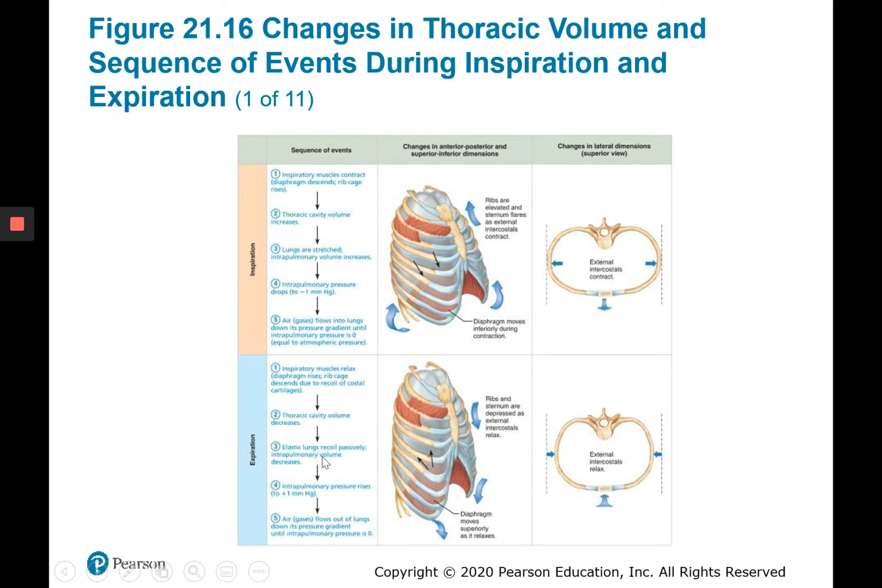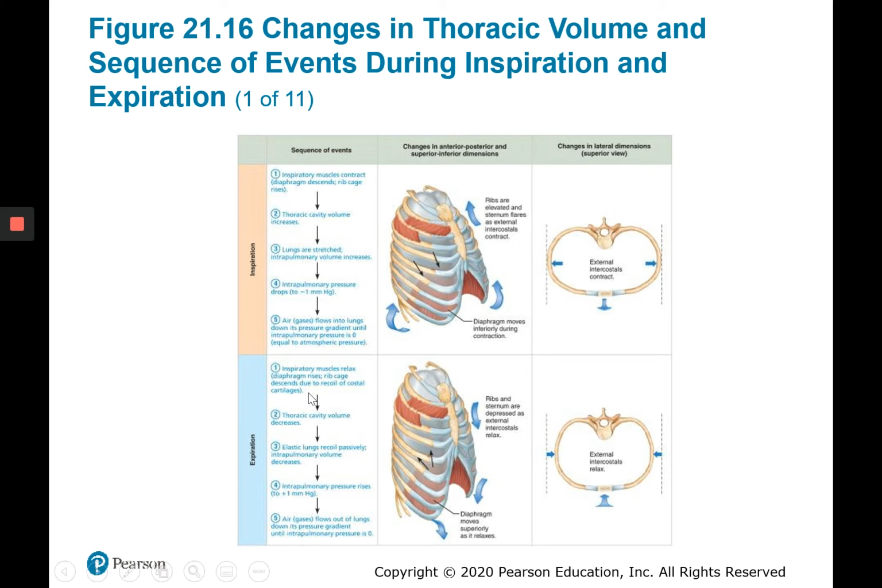So elastic lung recoil, or elastic recoil of the lungs, is a big step of expiration. Without this elastic tissue, yes, the lungs would decrease in volume, but not so much to have such a profound effect on expiration.